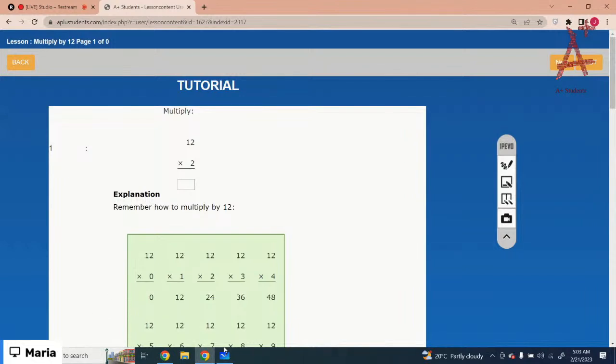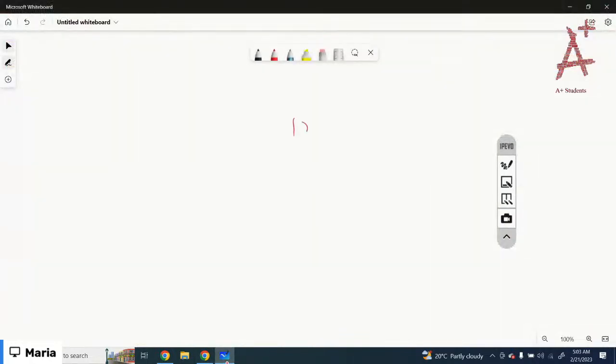Let's start with the first one, 12 times 2. Start multiplying from the rightmost digit. You have to do 2 times 2. So 2 times 2 is 4. Then you have to do 2 times 1. So 2 times 1 is 2. So that means 12 times 2 is 24.